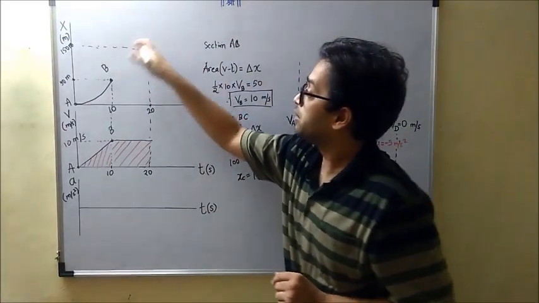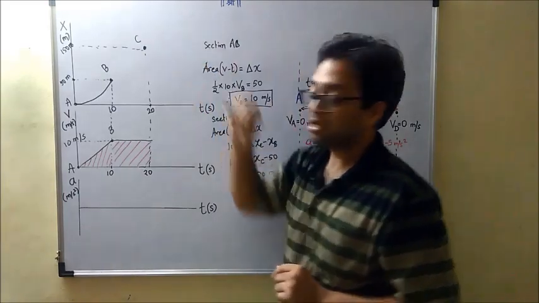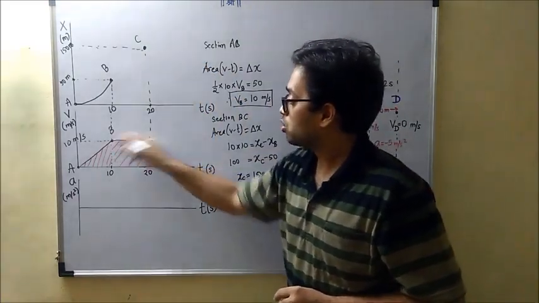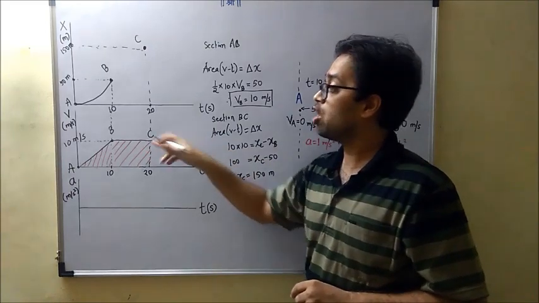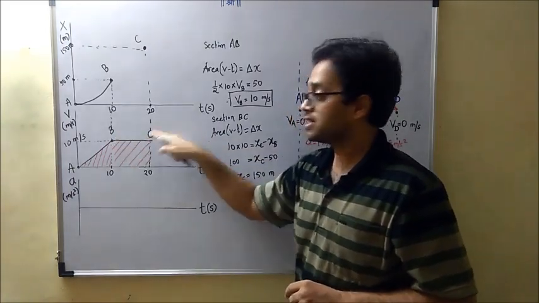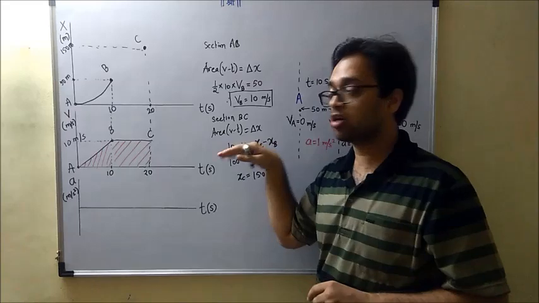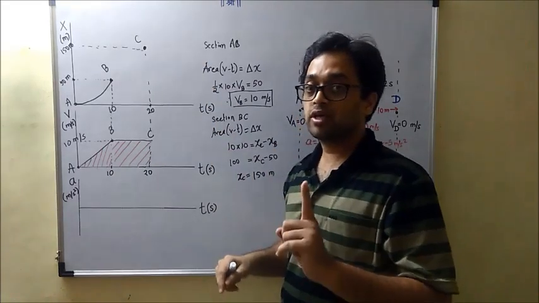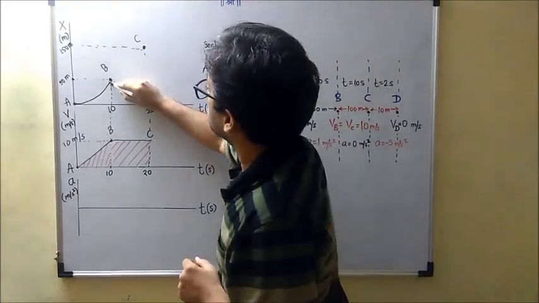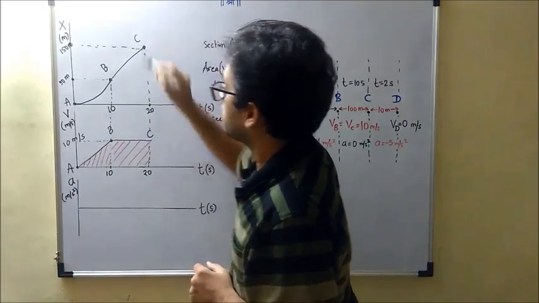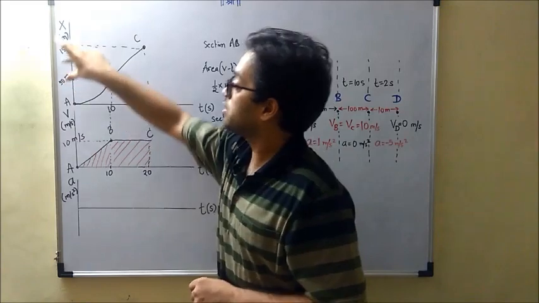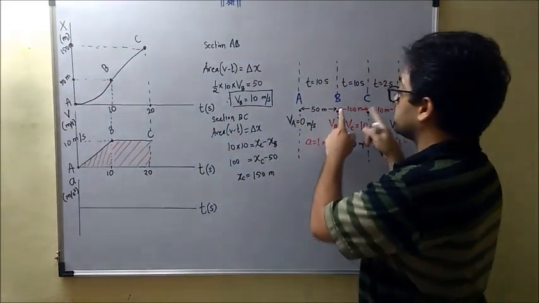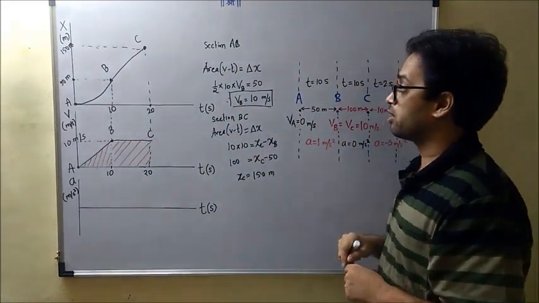Now how to join B with C? How do you join them? Look at the nature of the VT curve in the BC section. How is it? It is a 0 degree curve. So this should be a curve of degree 1, that means an inclined line, right? That reaches up to 150 meter from the beginning. That means this distance is 100 meter, which we have also got using the kinematic equation.